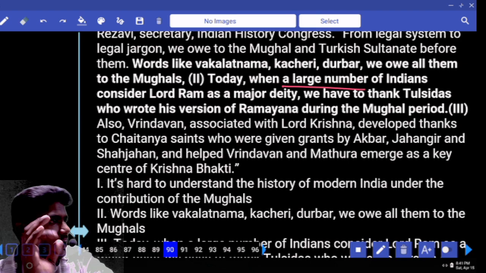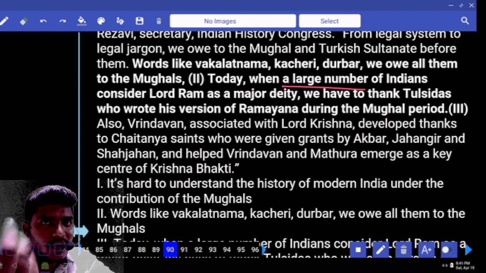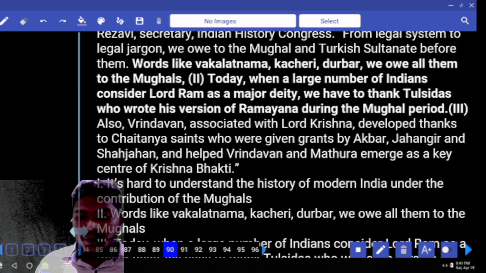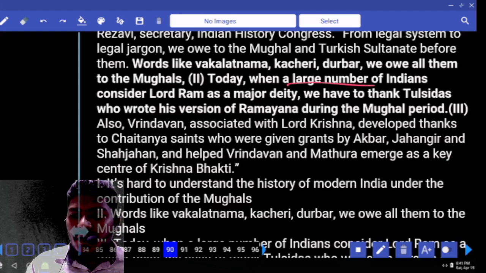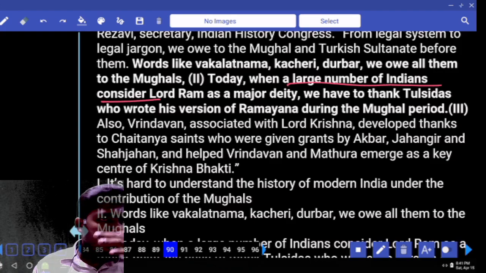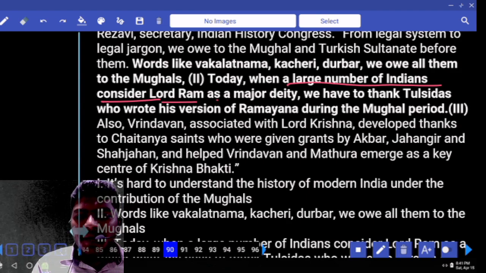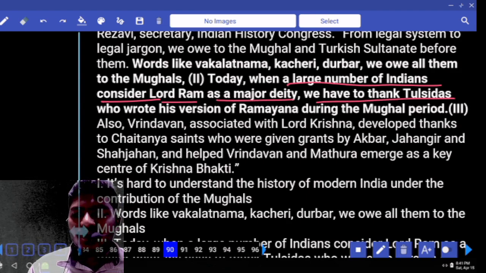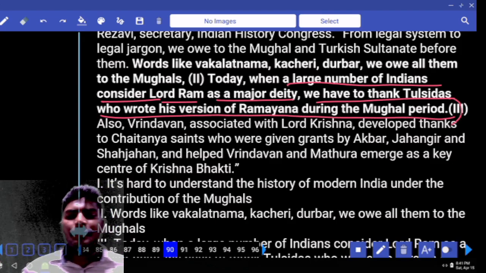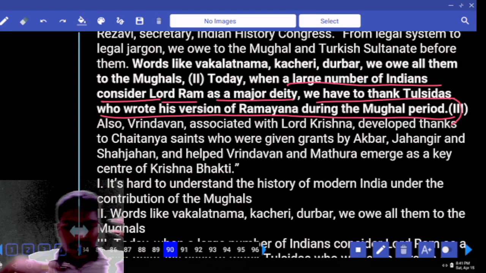This one rule we have. The number of is followed by singular noun. We already know this rule, right? Today, when a large number of Indians consider Lord Ram as a major deity, we have to thank Tulsidas, who wrote his version of Ramayana during the Mughal period. Can you find out the error in this sentence?